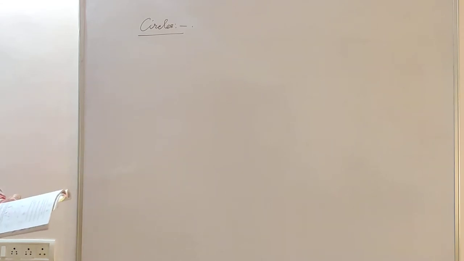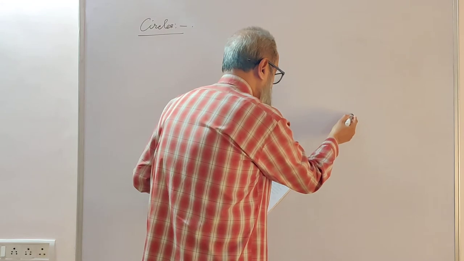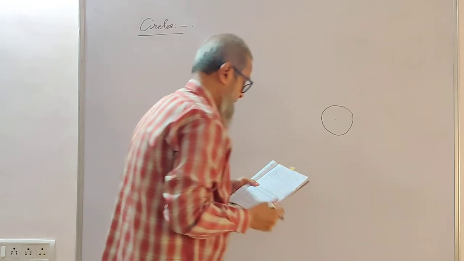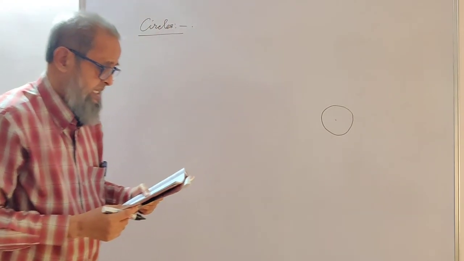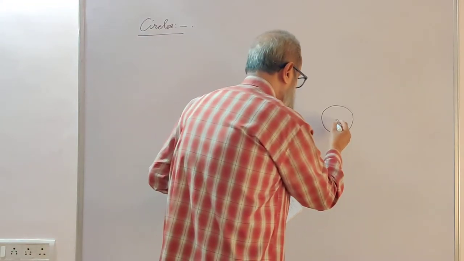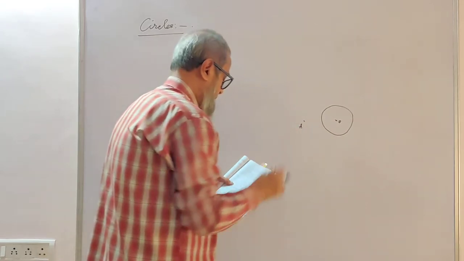Now I am taking this problem. The length of a tangent from a point A at a distance of 5 cm from the center of the circle is 4 cm. Find the radius of the circle. So here we have a circle. Let us call the center O. There is a point A outside the circle.